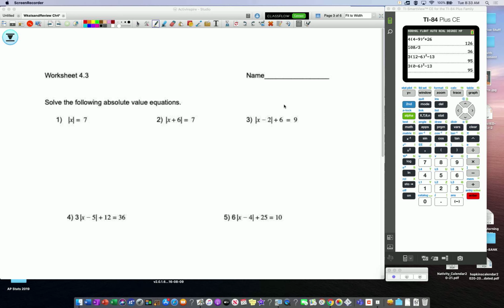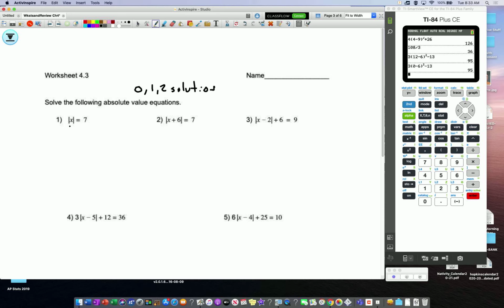All right, class, let's take a look at your worksheet 4.3 here today. So we're solving absolute value equations. Absolute value equations are either going to have 0, 1, or 2 solutions. Okay? So remember, absolute value is distance from 0. Like on the first one, I'm saying the absolute value of x is 7 units away from 0.